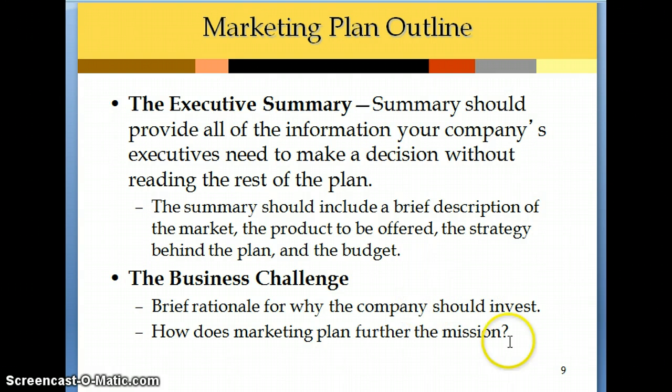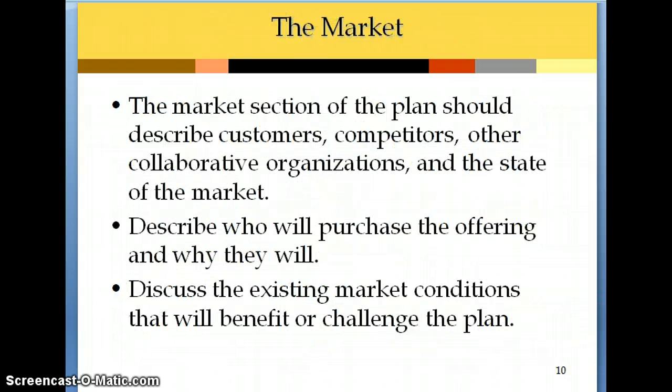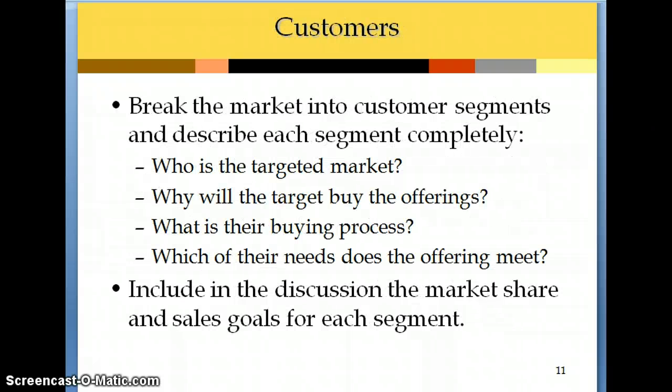Another component of the marketing plan is the business challenge. This is in fact a brief rationale for why the company should invest. How does the marketing plan further the mission of the organization? The third section is the so-called market section of the plan, which should focus on describing customers, competitors, other collaborative organizations, and the state of the market. It should also describe who will purchase the offering and why they will. It should also discuss the existing market conditions that will benefit or challenge the plan.